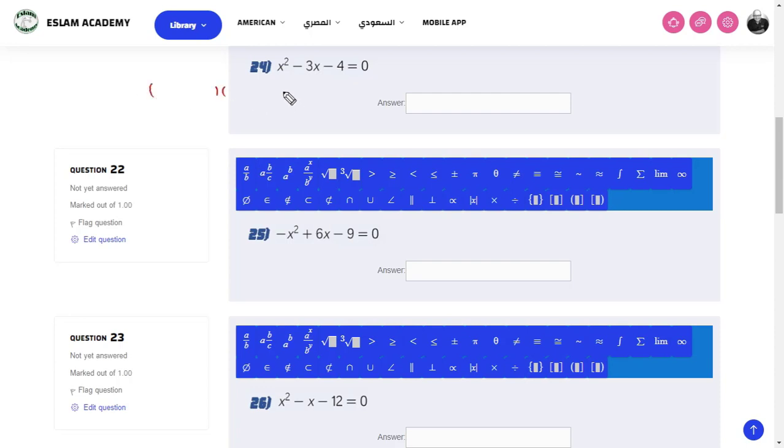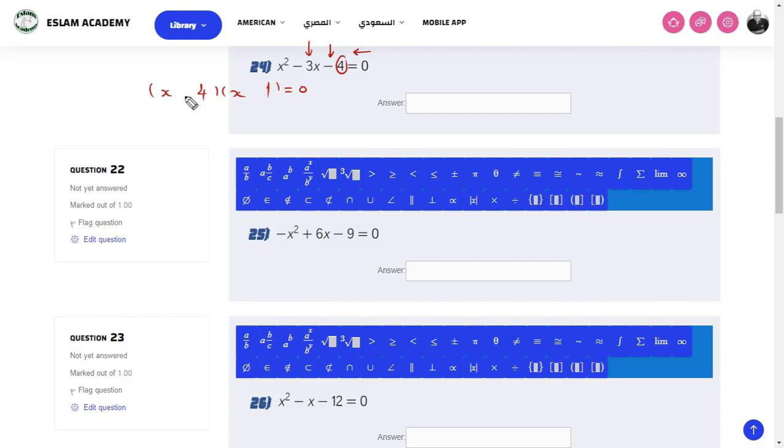We open two brackets because there is no common factor. We have x and x. Then we start from the right. I need two numbers: if you multiply them, the answer will be 4, and by subtracting, the answer will be 3. You will find that the two numbers are 4 and 1, because 4 multiplied by 1 equals 4, and 4 minus 1 equals 3.